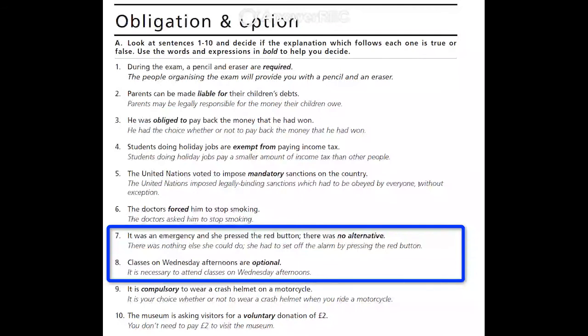All right, so 7 is true. When you have no alternative, that means you don't have any other options, okay? There's nothing else she could have done, okay? And therefore it's true. Number 8, when we say something is optional, do you have a choice? Yes, you do have a choice. When you have a choice, you don't have to go to class, right? So that means this answer is false, okay? Great.